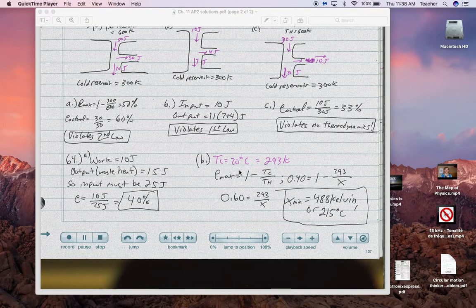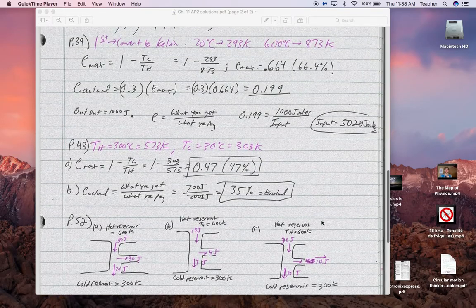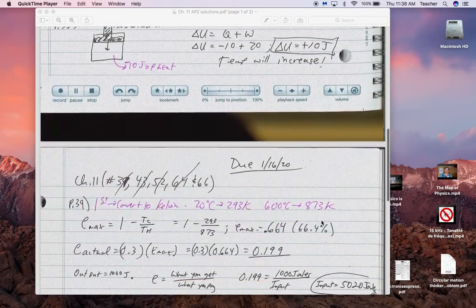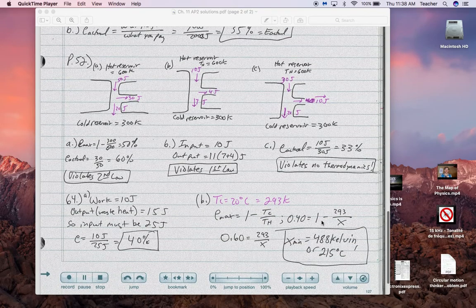For part B, got a cold temperature of 293 Kelvin. So the maximum efficiency there was 40%, so I have to work backwards and figure out my hot temperature. That's 488 Kelvin. So it's kind of rearranging this formula, and that's 215 Celsius. And I think I left 66 off, so I'm not sure if I even did that correctly. I'll have to talk to you about that in class.